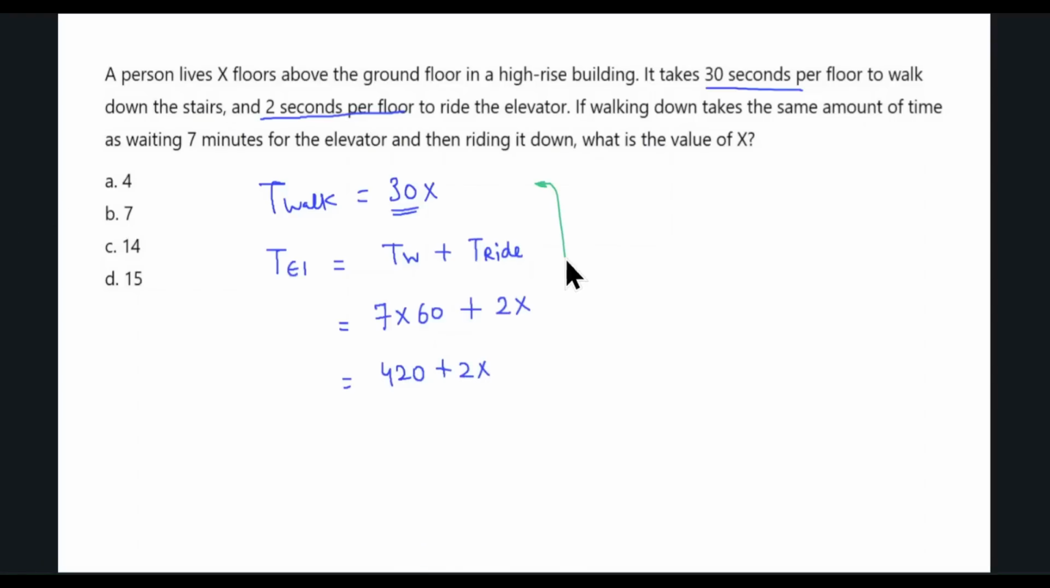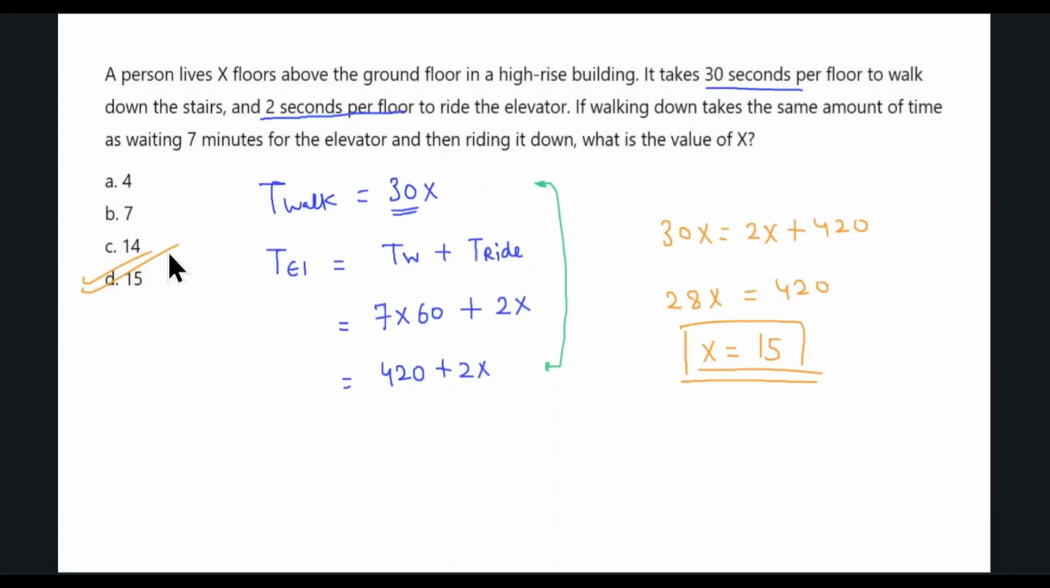And now they are saying that these two times should be equal. So I can do that. If these two times are supposed to be equal, it means that 30x should be equal to 2x plus 420. Subtract 2x both the sides, so that's 28x is equal to 420. So the value of x comes out as, if you divide this using a calculator, you will get 15. So 15 floors, that's option D.